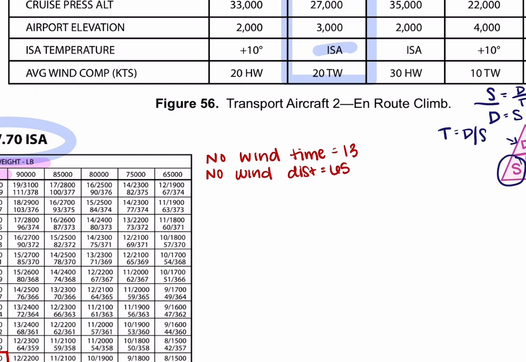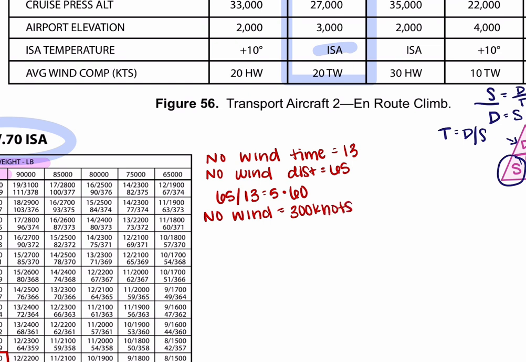So we're going to take 65 and divide that by 13. If we pull up a calculator here, 65 divided by 13 equals 5. But you need to multiply this by 60 because we need to know what we're going per hour. So our no wind speed equals 60 times 5, which is going to be 300 knots.